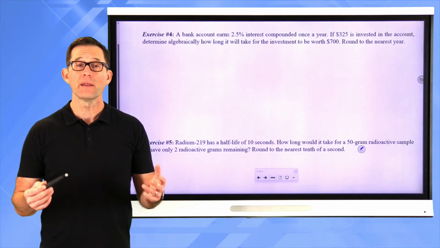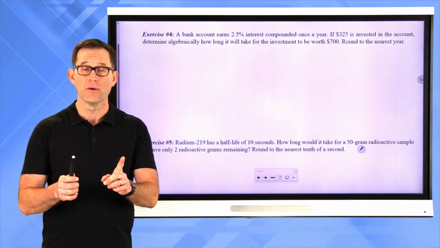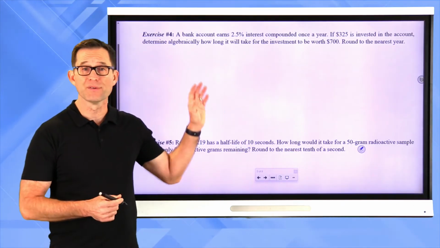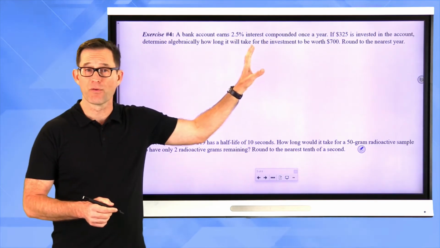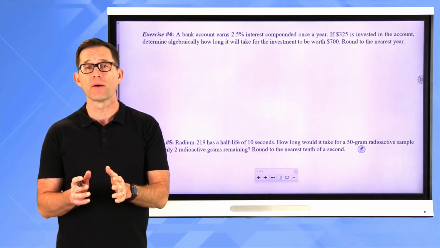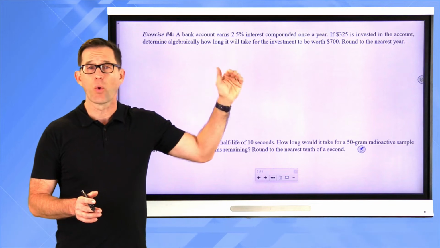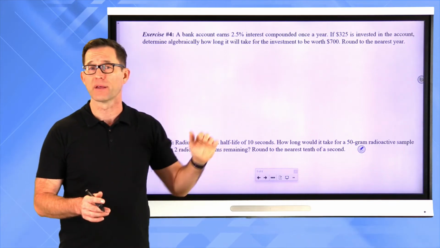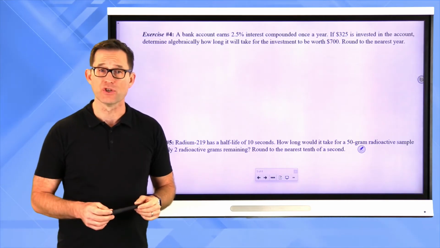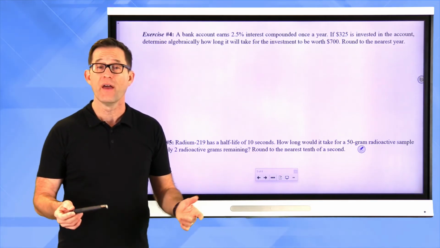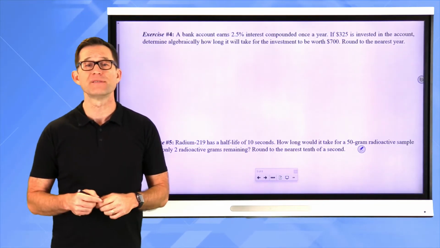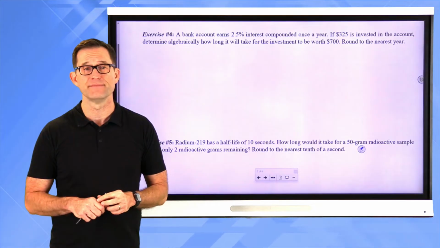All right, well, what I'd like you to do is pause the video. See if you can set up the exponential model that models the amount that's in this account over time. That should be something you're comfortable with, not just from last unit, but even from Algebra 1, because this isn't quarterly compounding or monthly compounding, it's just compounding once a year. Then see if you can set up an equation that you're trying to solve, and then try to solve it using logarithms. Pause the video now and see if you can get all the way through that.